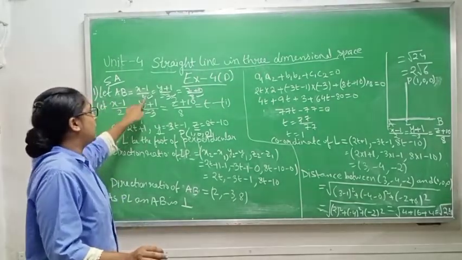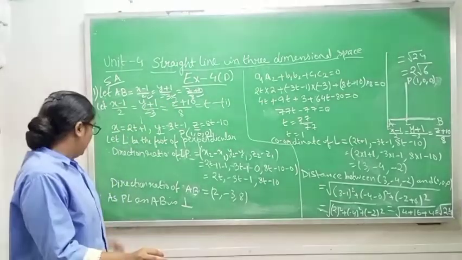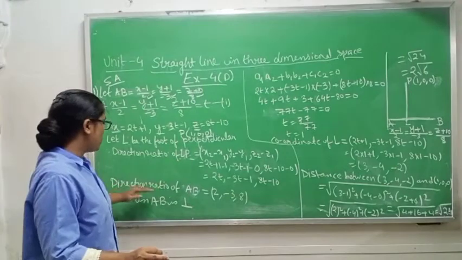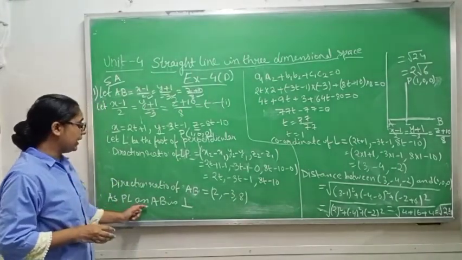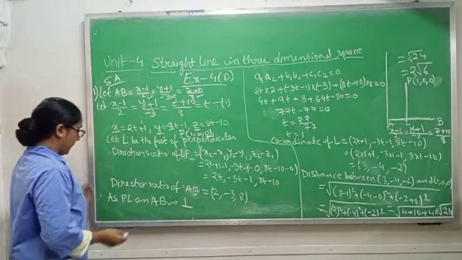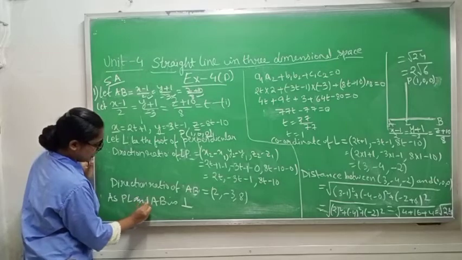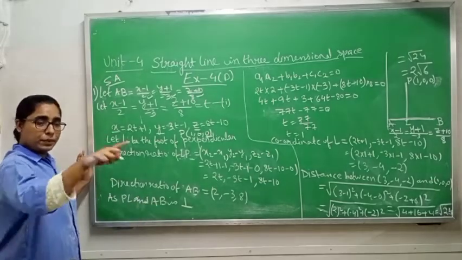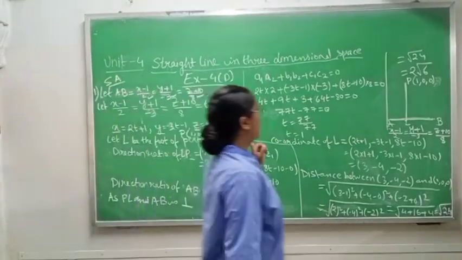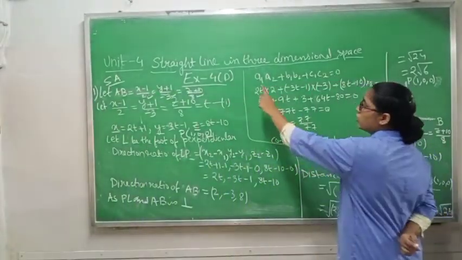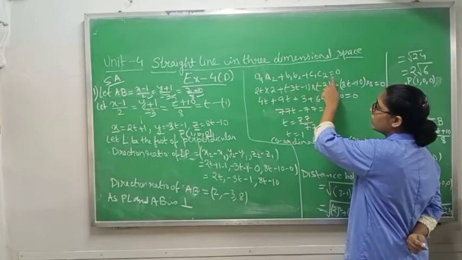You will understand why I am telling 2, minus 3 and 8 are the direction ratios. Now I got the direction ratio of LP and the direction ratio of AB. Now, as PL and AB are perpendicular, both are perpendicular, PL is perpendicular to AB. So if both are perpendicular, then the direction ratio condition A1 A2 plus B1 B2 plus C1 C2 equals 0.